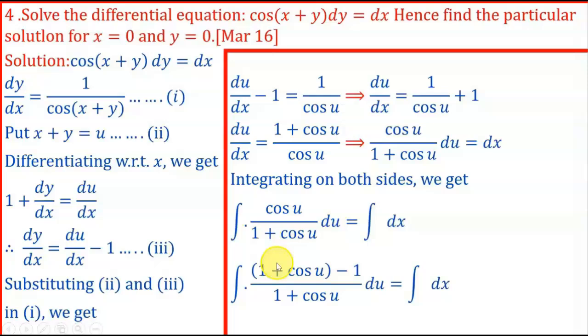Now here we will add and subtract 1. Cos u means what? 1 + cos u - 1. Here we have adjusted plus 1 and minus 1, so that our integral will be in the simplest form. The integral of (1 + cos u - 1)/(1 + cos u) du equals the integral of dx.